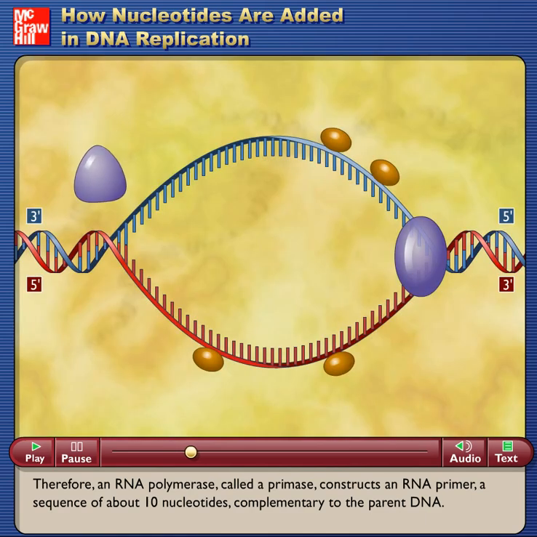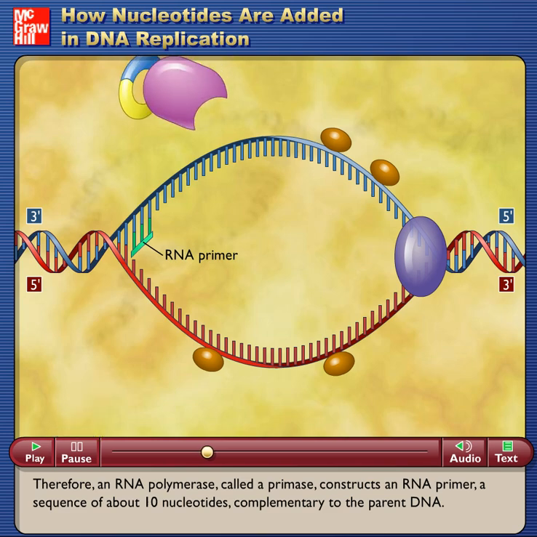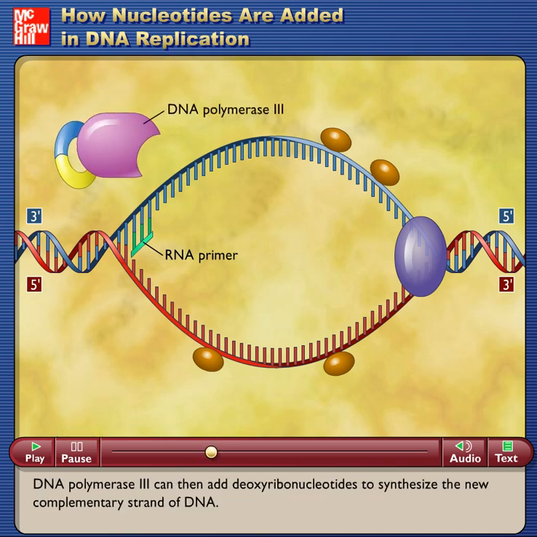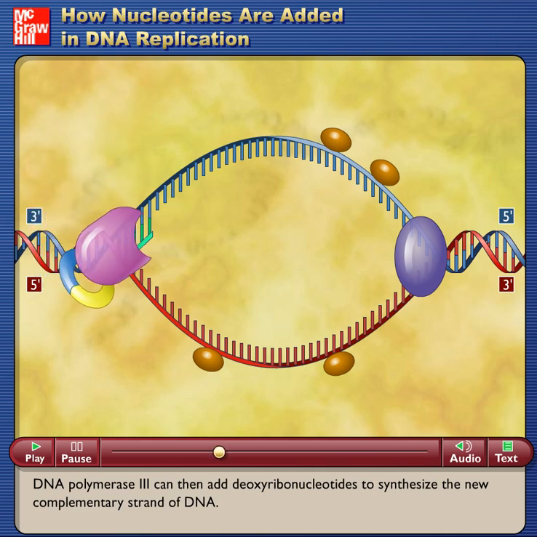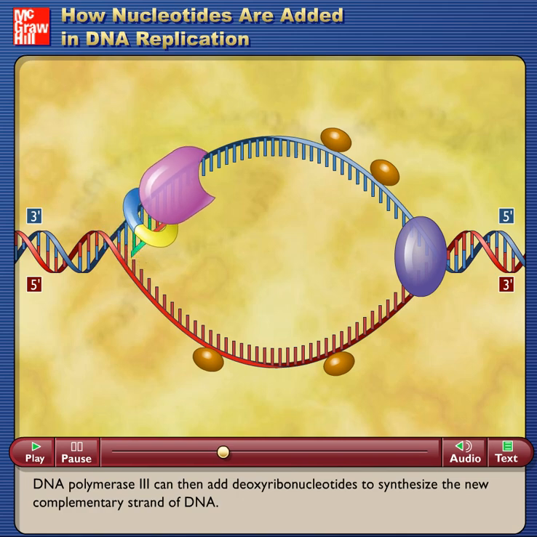Therefore, an RNA polymerase, called a primase, constructs an RNA primer, a sequence of about 10 nucleotides, complementary to the parent DNA. DNA Polymerase III can then add deoxyribonucleotides to synthesize the new complementary strand of DNA.